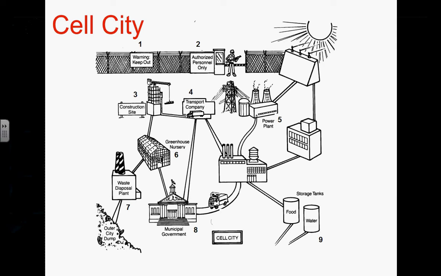Number 7 is a little bit trickier. A waste disposal plant. This is getting rid of things that are no longer needed in the city. So which cell organelle was kind of similar to that? Dan? The central vacuole. No, because that's more of a storage area. Lane? Lysosome, yes. The lysosome, which is those little bubbles that contain enzymes to break things down.